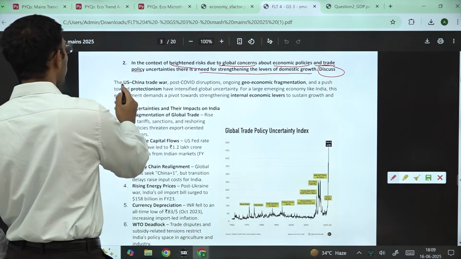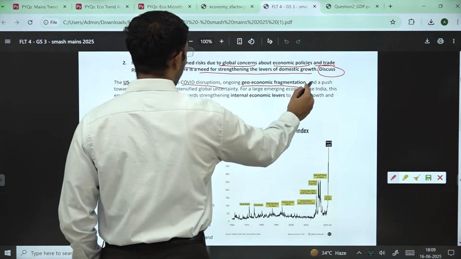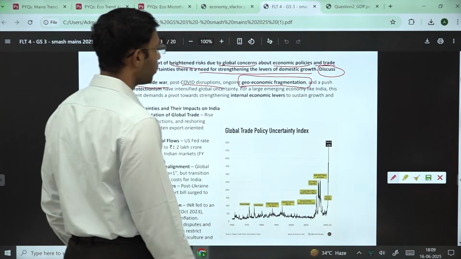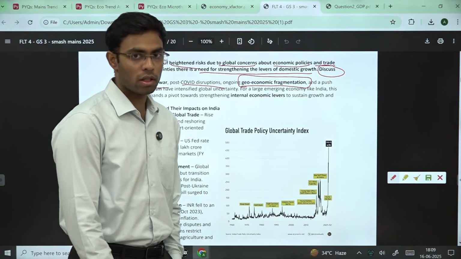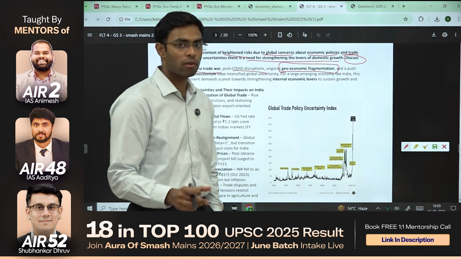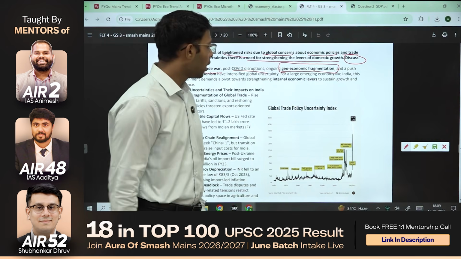Here we have chosen the US-China trade war, post the COVID disruptions, geo-economic fragmentation. I would box this term, because not everybody is very used to this. I'm not an economics student, I'm just an engineer, but still I know the importance of keywords. Once you use technical terms and explain it in a sentence, it looks good.